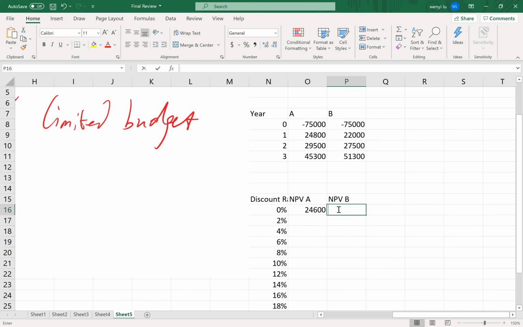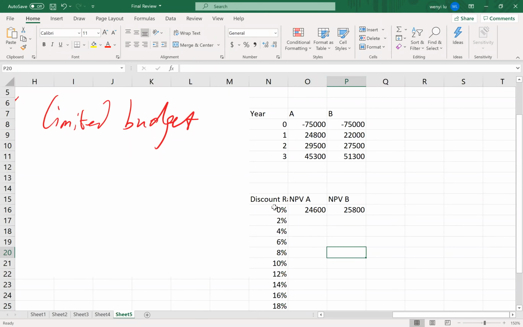You can also solve the B. NPV, discount rate and values, and plus the initial cost. And this should be the numbers also. So you can say when our discount rate is 0%, B is better than A.